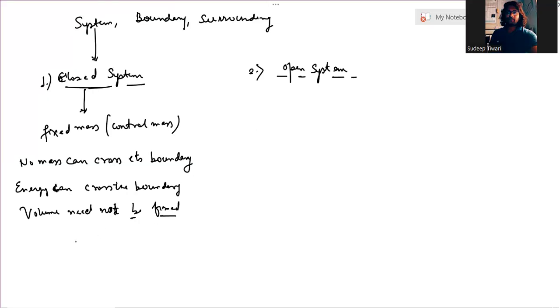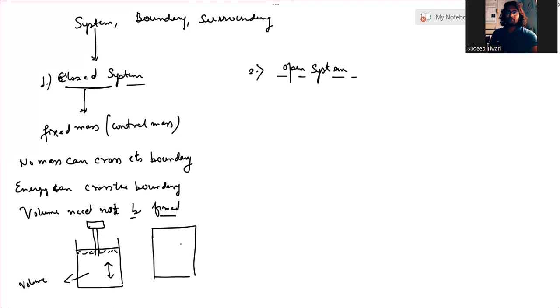So for example, if you have a gas enclosed in a cylinder, fitted with a piston, and let's say this is a weight on the piston. In this scenario, mass is not exchanging, but volume is changing when you push the piston down, and then this gas exerts a pressure above. So volume may change, but mass is controlled. In such systems, the system is characterized by a constant mass or control mass. You can have an interchange of energy, but you cannot have an interchange of mass.